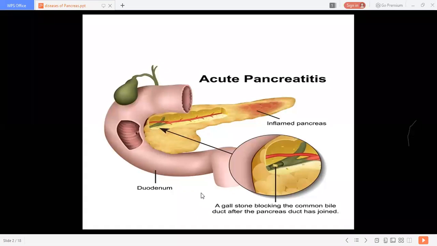So what is the normal range of WBCs, my dear students? The maximum is 10,000. What is the minimum? 4,000. So 4 to 10,000. In pancreatitis, the count may exceed up to 15,000 WBCs. And specifically, polymorphonuclear leukocytosis, that is neutrophilic leukocytosis, is seen in acute pancreatitis.